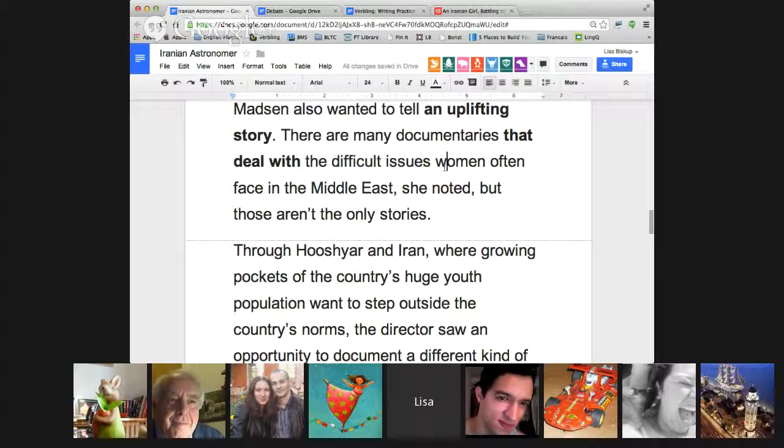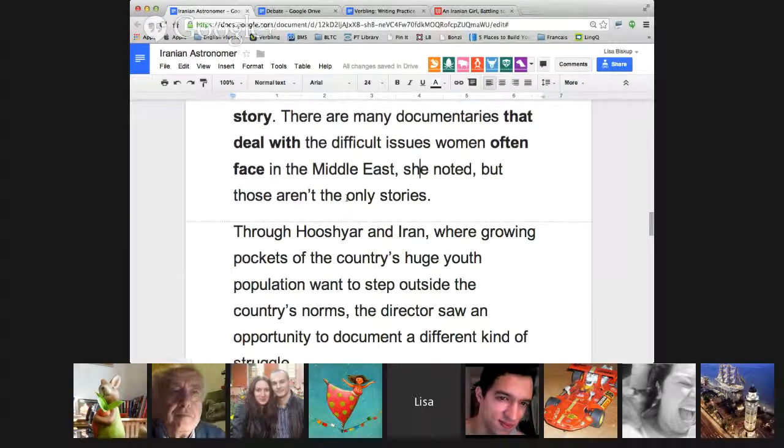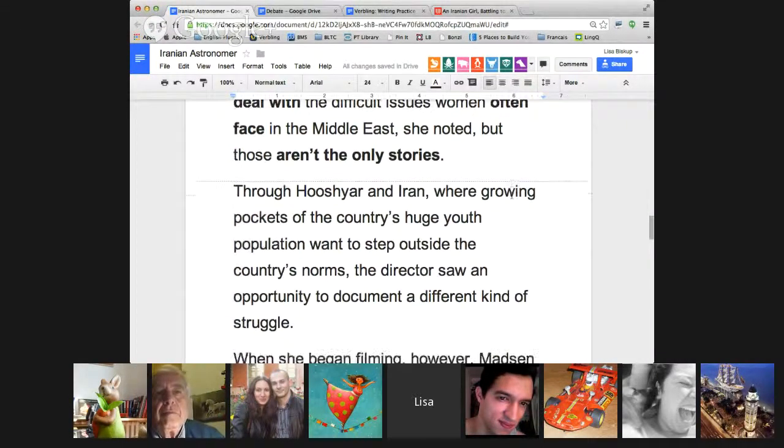So she knows that lots of movies have already been telling a similar story that women have difficulty doing things. These are the issues that women face, the ones they have to deal with living in the Middle East. But she didn't want to tell those stories because those aren't the only stories. So she believes there are stories that are uplifting, stories that are positive, stories that give people hope for change.